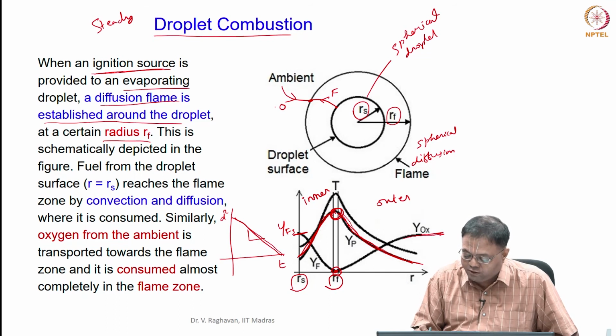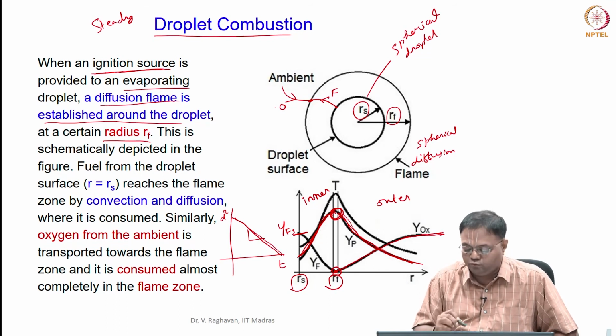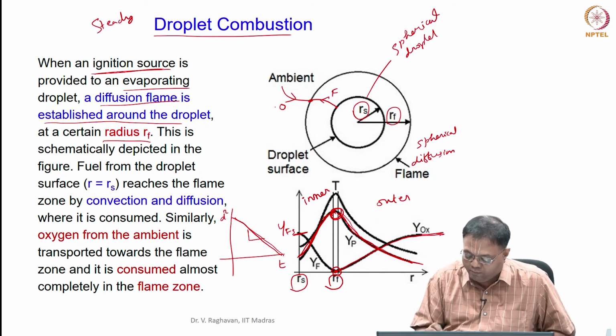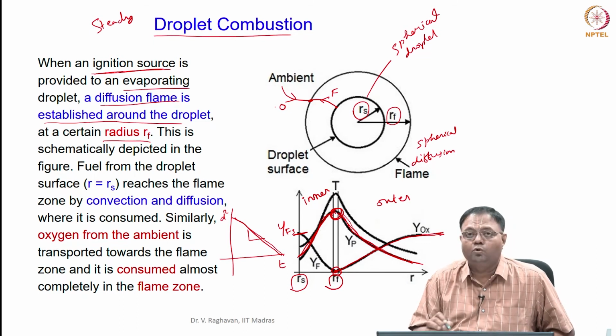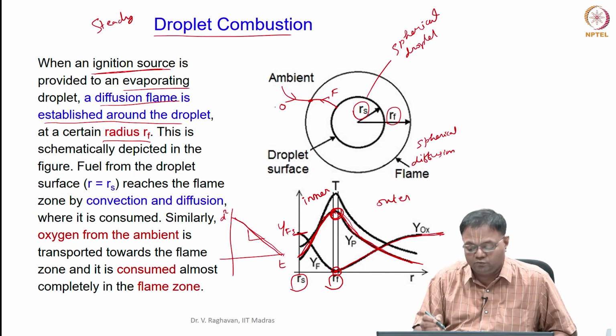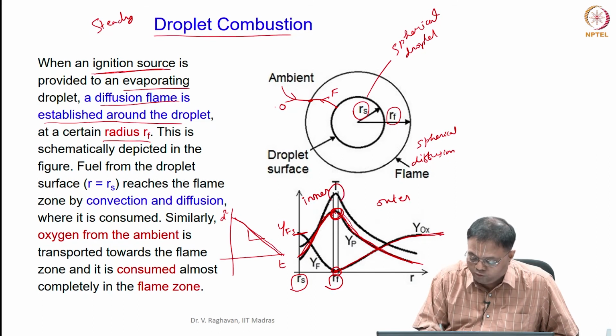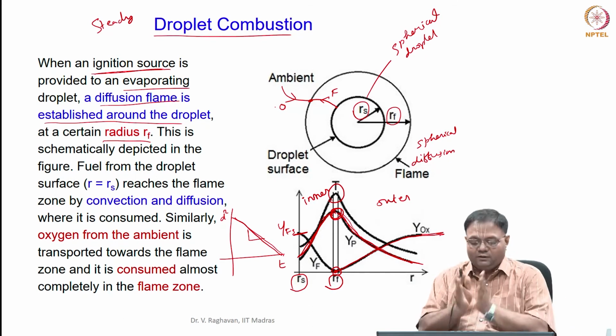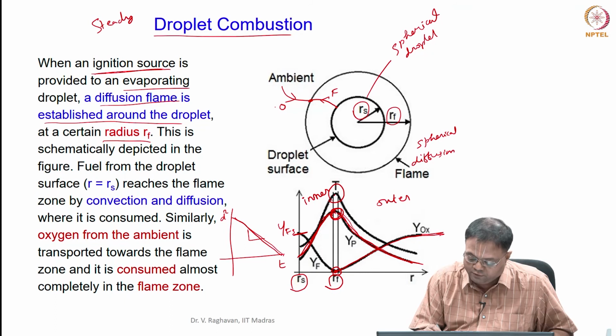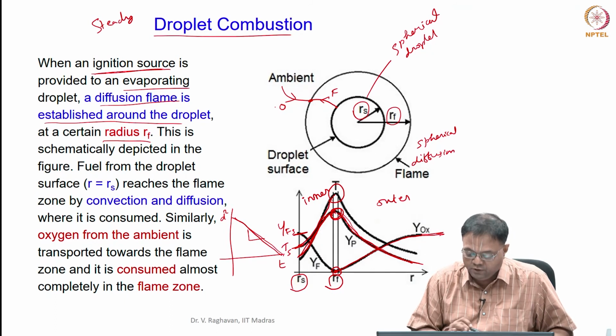So, oxygen is actually transported towards this zone, and you can see that the oxygen cannot penetrate the inner zone, and fuel cannot go to the outer zone because it is consumed within the flame zone. Temperature also is maximum because the reaction is completed in the flame, and you can see the temperature decreases towards the surface temperature, Ts.